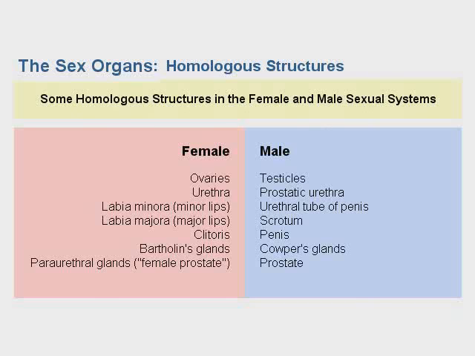This table provides a summary: some homologous structures in the female and male sexual systems. As you can see here, there are corresponding structures in the female and male sex organs. And as you read down the comparison, you find them listed individually. To repeat, female and male bodies are not opposed to each other, but complement each other for the purpose of procreation.